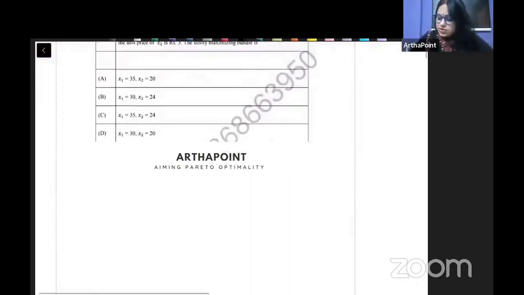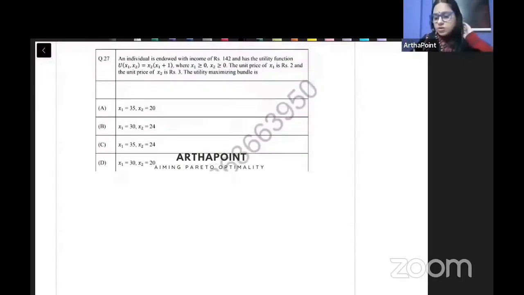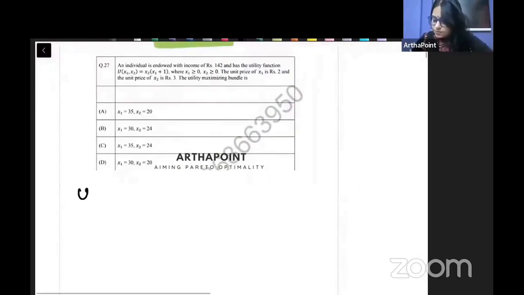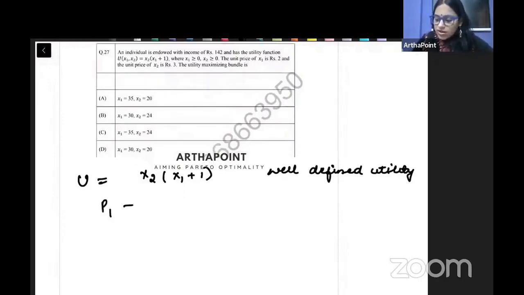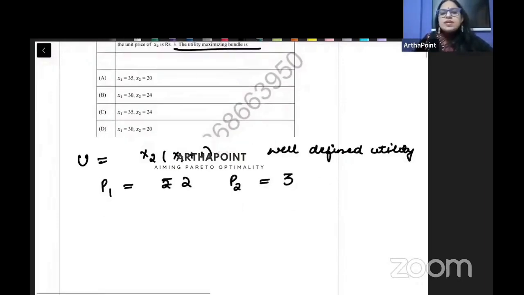अब ध्यान से हमें देखना है that this utility function that is given to us is a well-defined preference. This is like a Cobb-Douglas utility function, right? So the utility function is given to me as x2 into x1 plus 1, which means it is a well-defined utility function. क्योंकि अगर मैं इसको ध्यान से देखूं, this looks very similar to a Cobb-Douglas utility function. And if you notice, बच्चे, you are given that the price of good 1 is 2 rupees and the price of good 2 is 3 rupees. It is asking you to calculate the utility maximizing bundle.